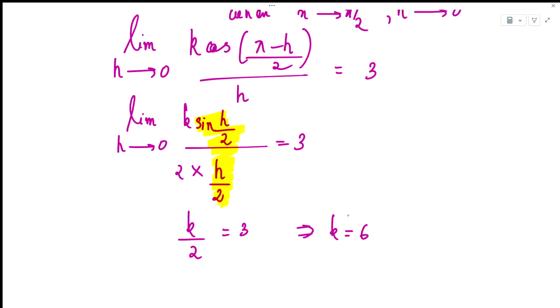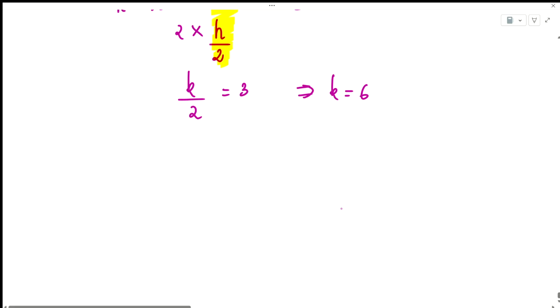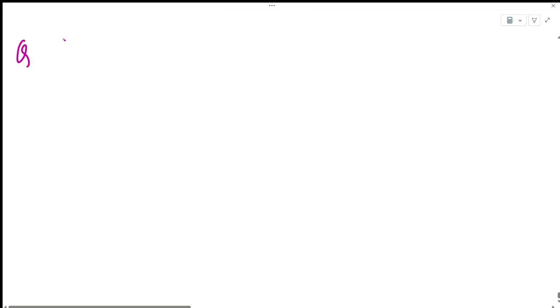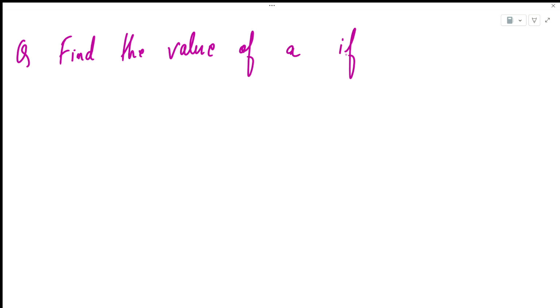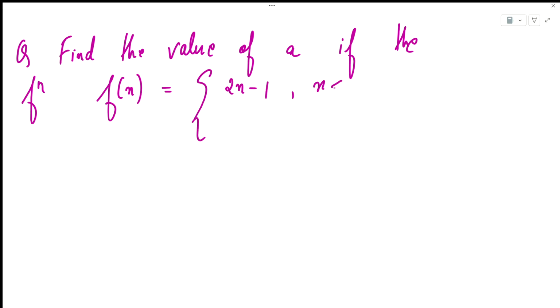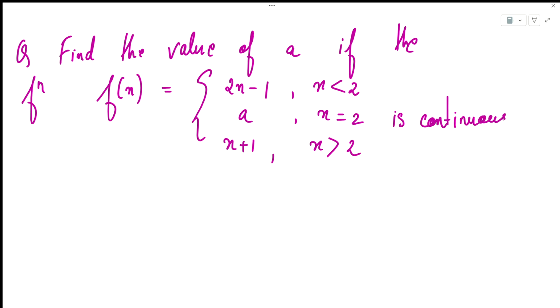So the next one asks, find the value of a if the function f of x equal to 2x minus 1 given that x is less than 2, a given that x is equal to 2, x plus 1 given that x is greater than 2, is continuous at x equal to 2.